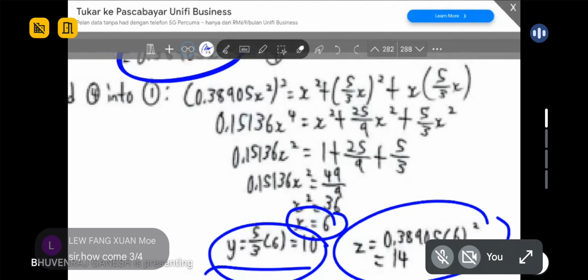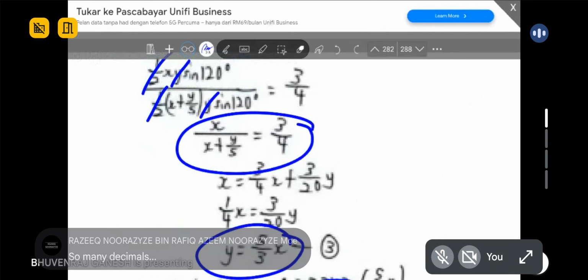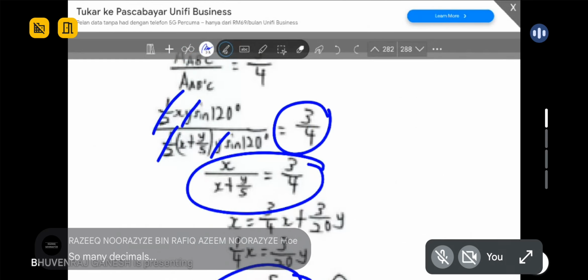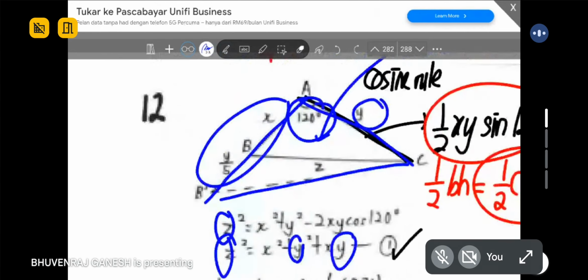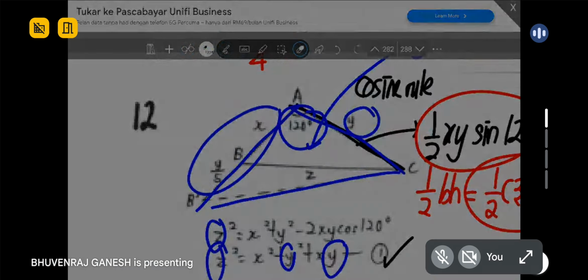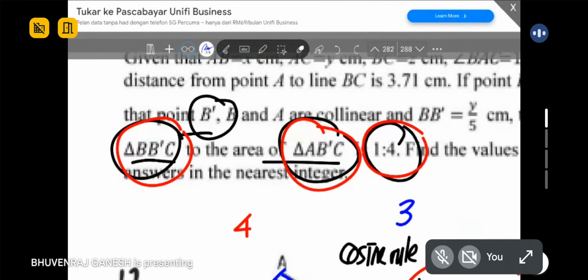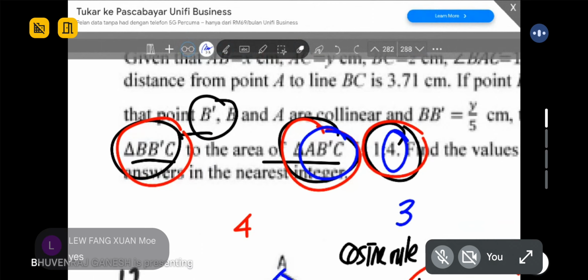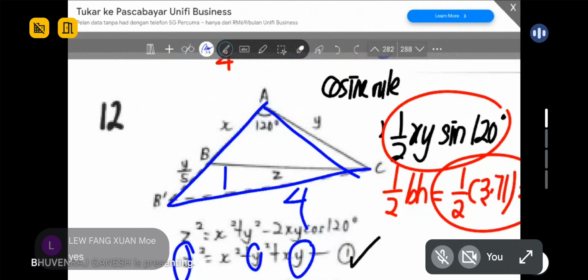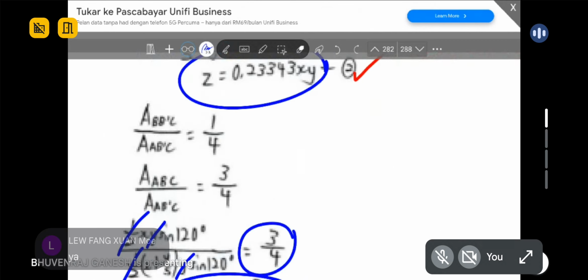Very simple. How come 3 over 4? You mean this one? Just now I explained, guys. 3 over 4 is because the total over here is 4, right? Untuk satu segitiga, the ratio is 4. Correct? Because question say, can you see here? A, B, C prime is 4. Can you see that? And then B, B prime C is 1. So, over here must be 3, right? Because total is 4. 4 minus 1 is 3. That's why 3 over 4.